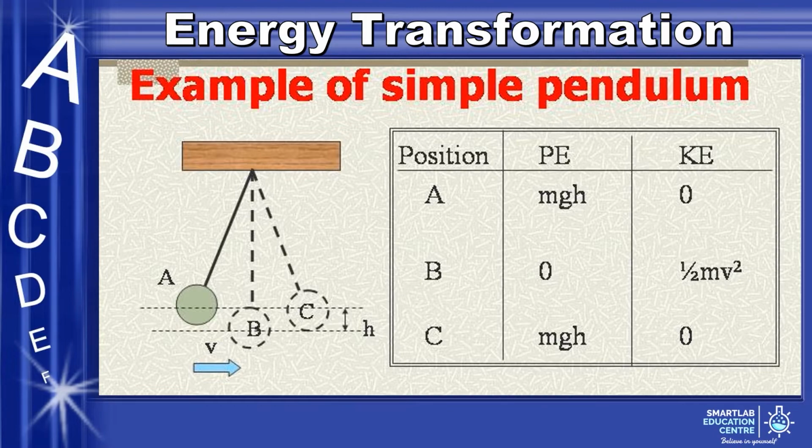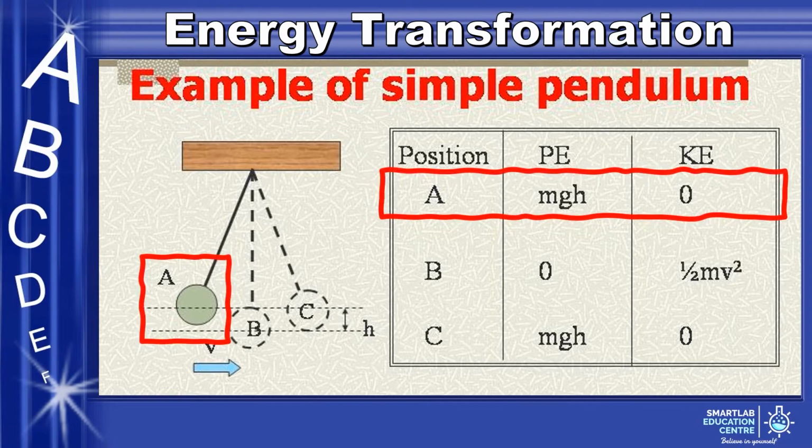As a pendulum swings, its potential energy changes to kinetic energy, then back to potential energy, then back to kinetic energy, and so forth. At its starting point A, all of the pendulum's mechanical energy is potential energy. It has no kinetic energy because it's not moving.